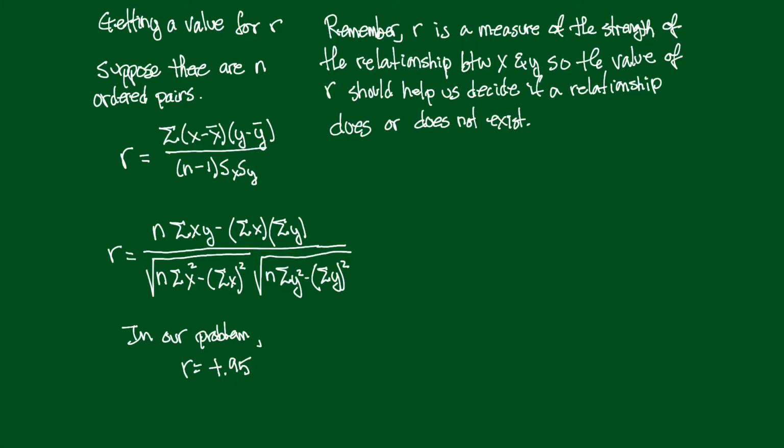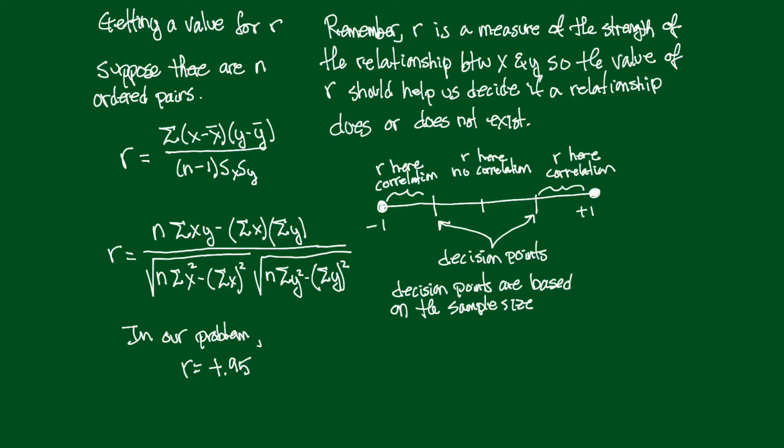Now remember, r is a measure of the strength of the relationship between the two variables. So the value of r, once we compute it and get a value like our 0.95, should help us decide if there is or is not a relationship. So here's a picture of the way I see it. Here's my r's. The r's are going to go from -1, here's 0, all the way up to +1, right? So the r's go from -1 all the way up to 1.